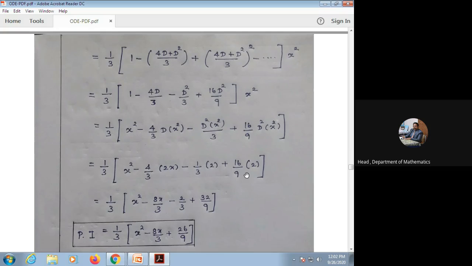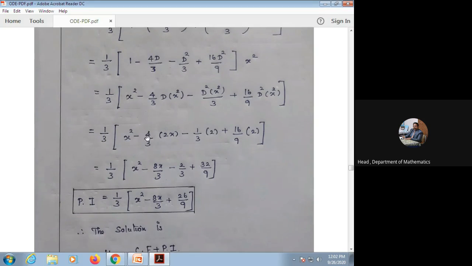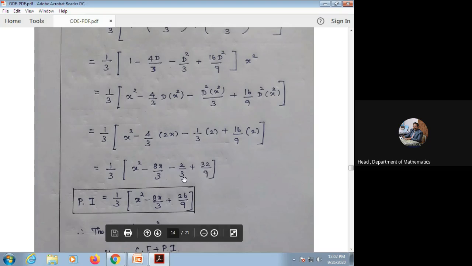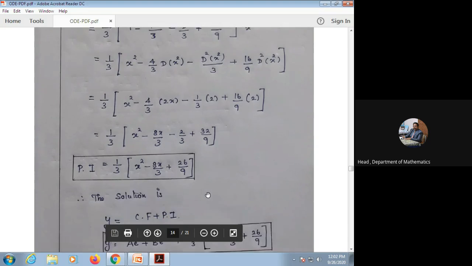Therefore, simplifying this equation, we get x square minus 8x by 3 minus 2 by 3 plus 32 by 9. Therefore, we get 1 by 3 x square. What is the x term? Minus 8x by 3. Then solving the constant term, we get 26 by 9. This is the particular solution result.